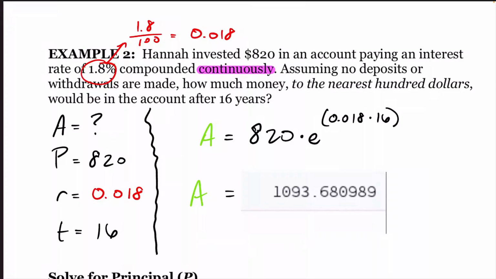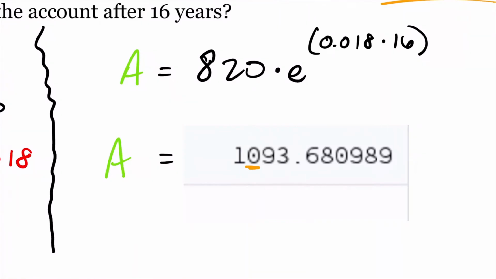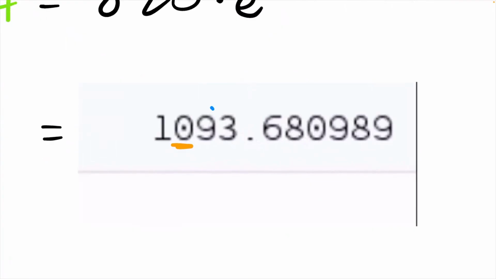This one wants you to round to the nearest $100. Which number is in the $100 spot? Zero. It's the zero right here. Zero's in the $100, right? The 1 is in the thousands, 0 is in the hundreds, 9 is in the tens, ones, tenths, hundredths, thousandths, so on and so forth. So 0 is either going to stay or go up. Going to go up by 1.